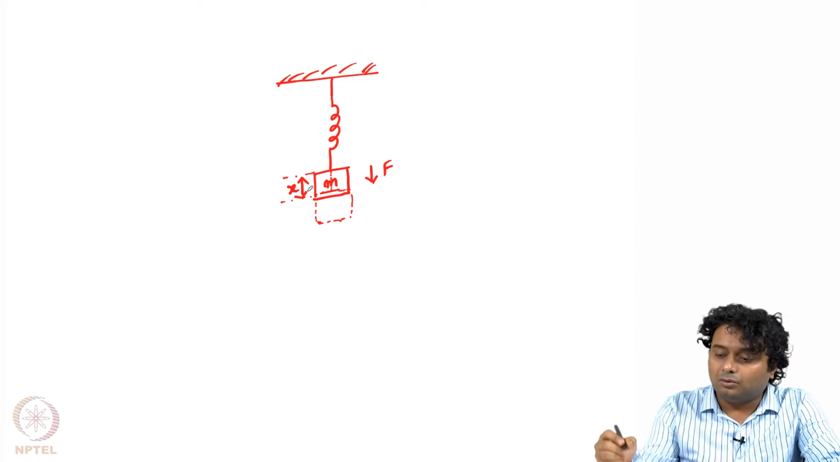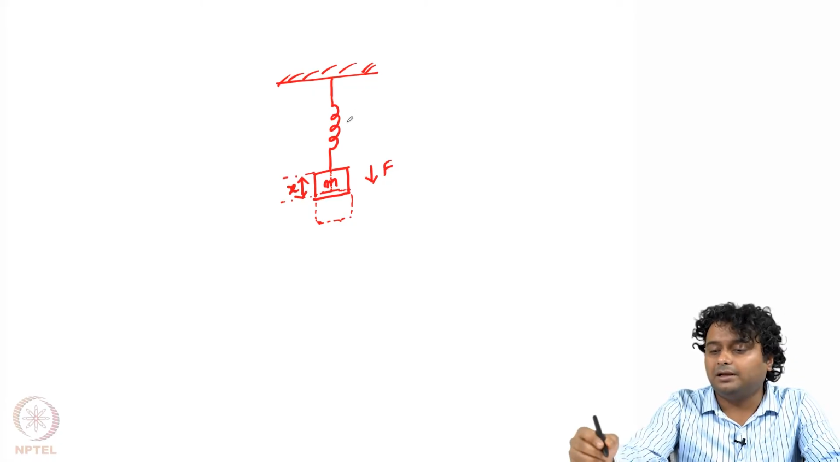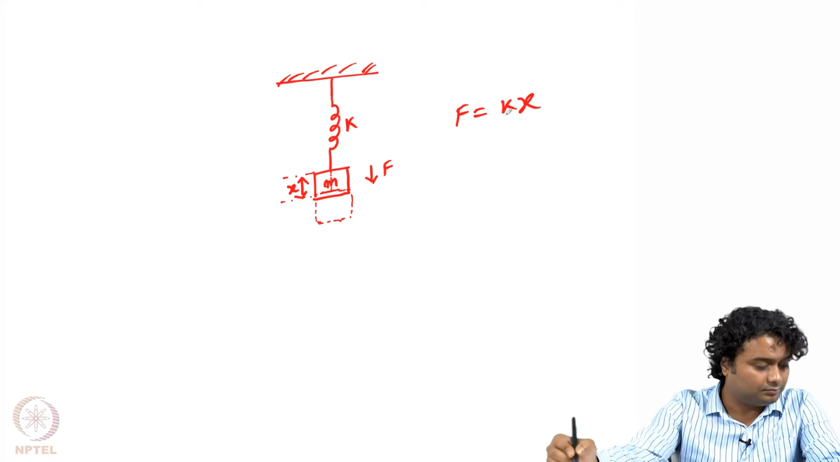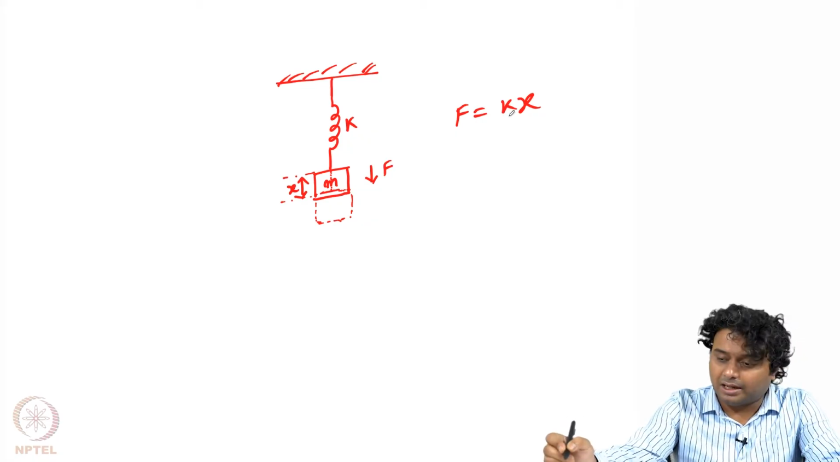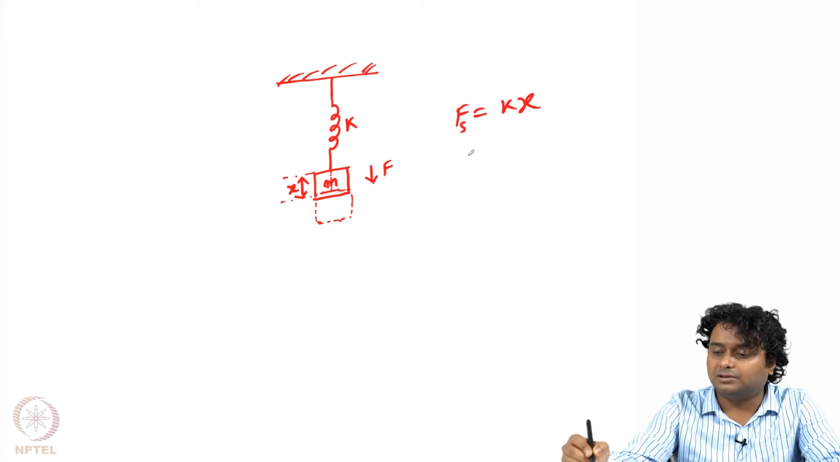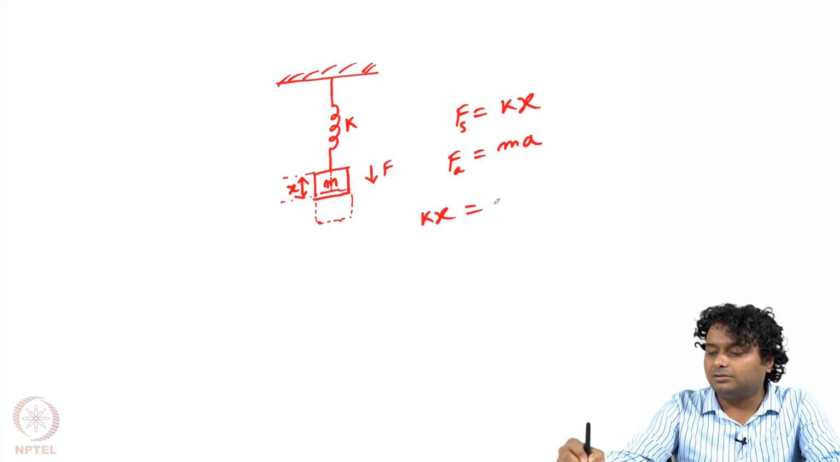Okay. Now what is the force on the spring? If the spring constant is k, then the restoring force is equal to kx, and this is the spring force, right. At steady state, the applied force, if the mass has an acceleration of a, then we know that F is equal to ma, right, and at steady state these two forces will be the same and kx is equal to ma.